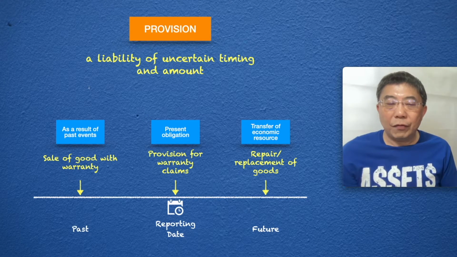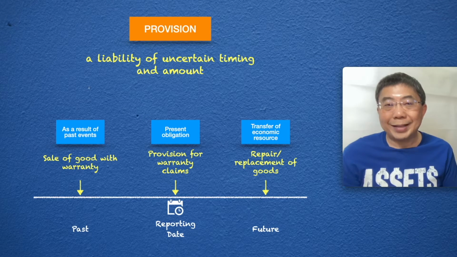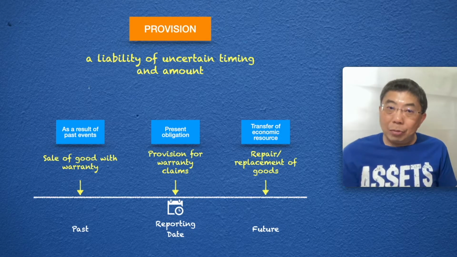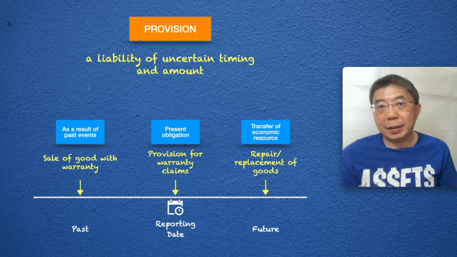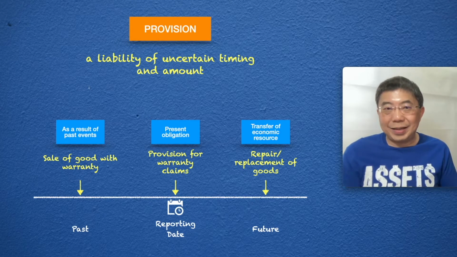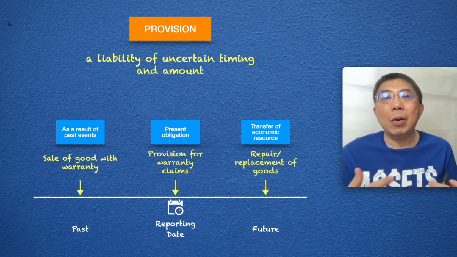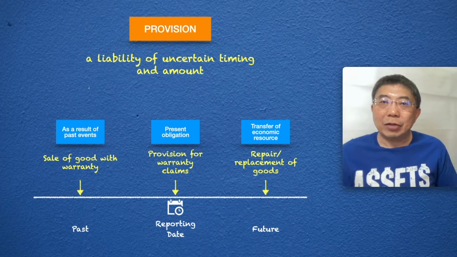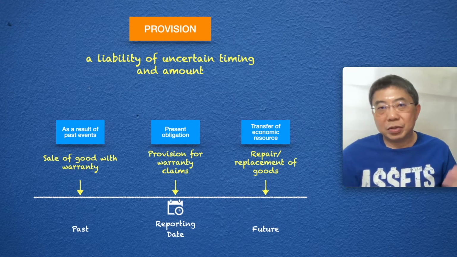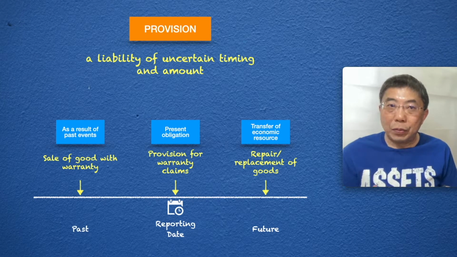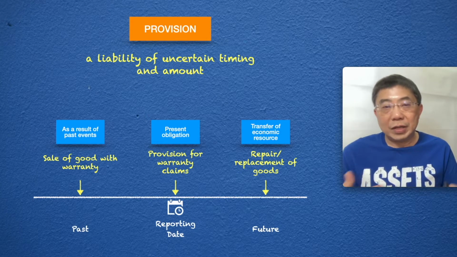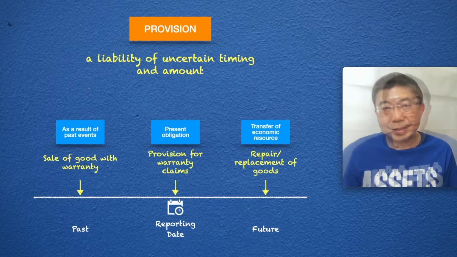The only issue for the business is that they may not know exactly when the customer will come to claim and the amount of the repairs that will be required from the business. So as a result, the business will have to estimate these provisions. To estimate them, they can look at past trends of similar claims by similar groups of customers. So a provision is a liability whereby the transfer of economic resources is estimated.